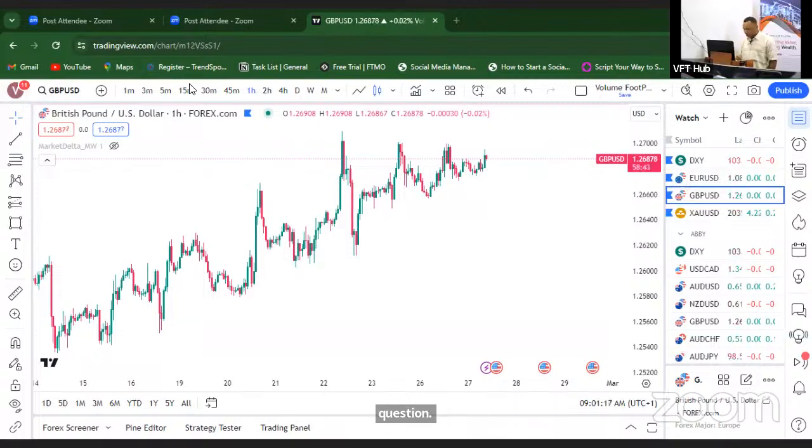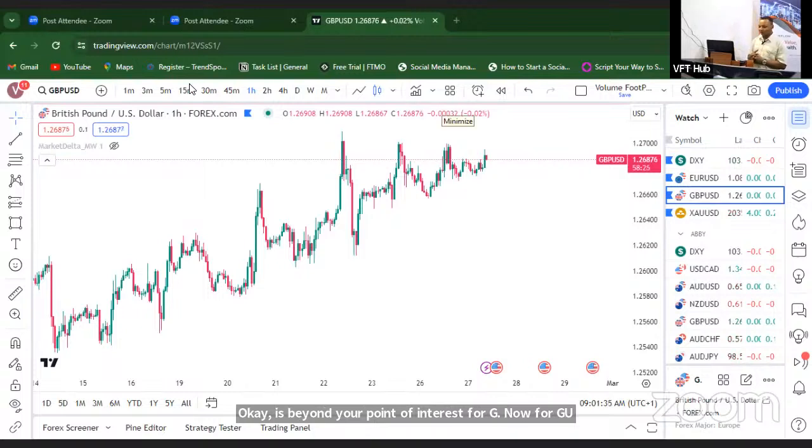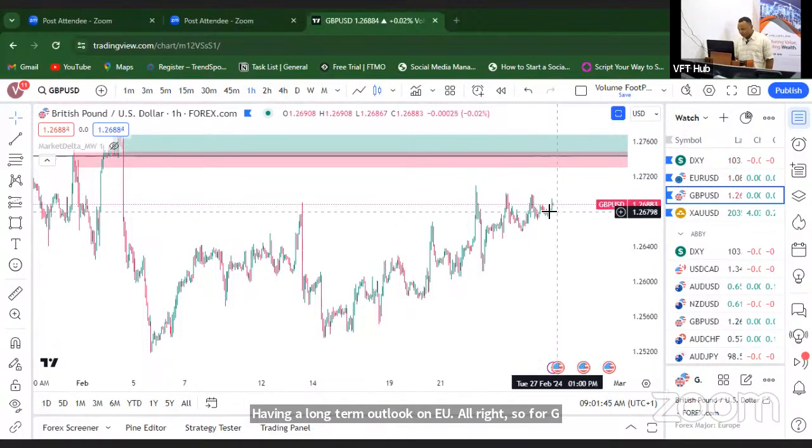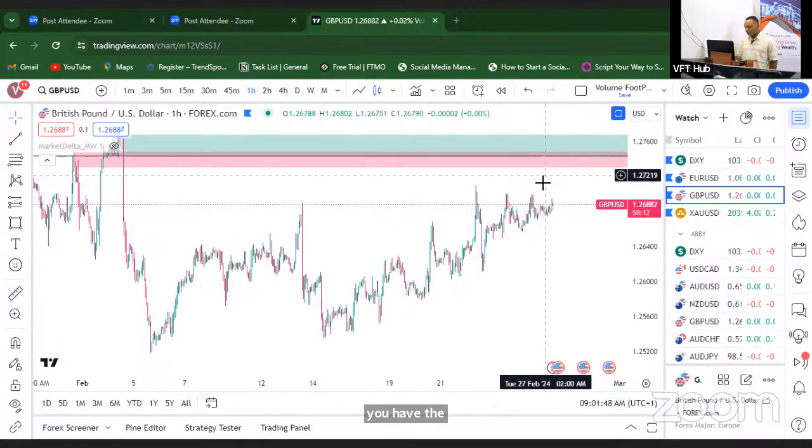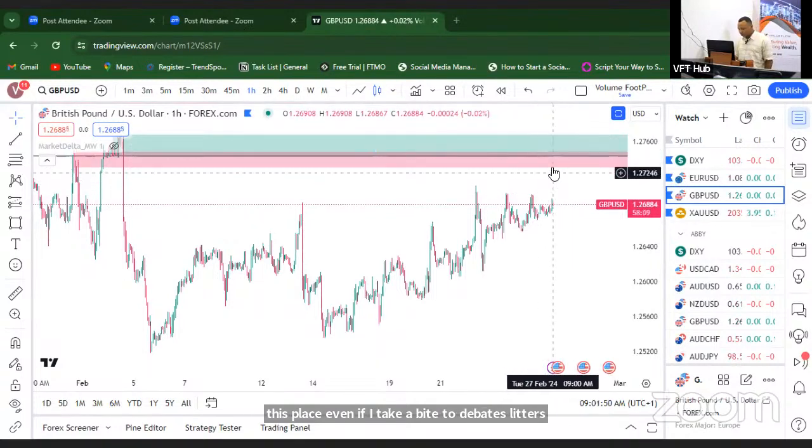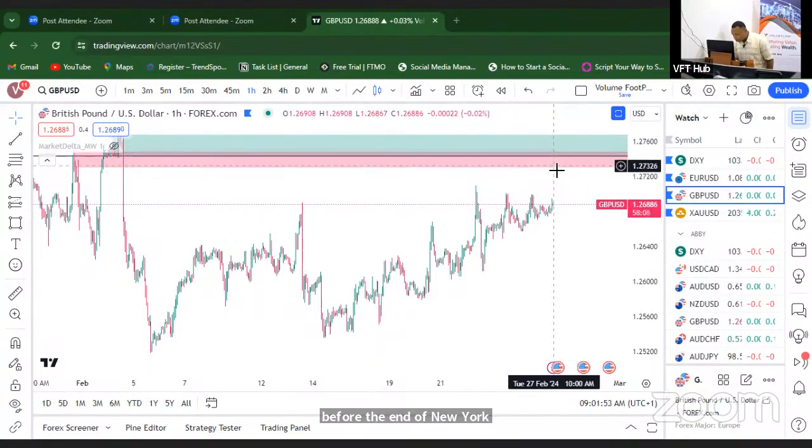Okay, so someone is saying, okay, Potters FX, can EU buy beyond the region of GU because your EU point of interest is beyond your point of interest for GU. Now, for GU, I'm looking at it from a day trading perspective, okay? But for EU, I'm having a long-term outlook on EU, all right? So for GU, the buy I said on GU is just all the way to this place. So even if I take a buy today, by latest before the end of New York session, I should be out of that trade because I'm expecting a reaction around this place.